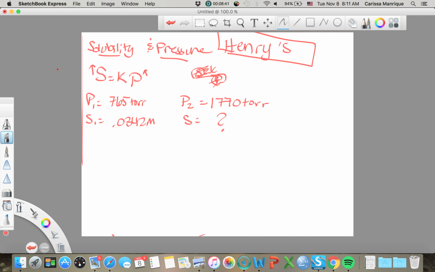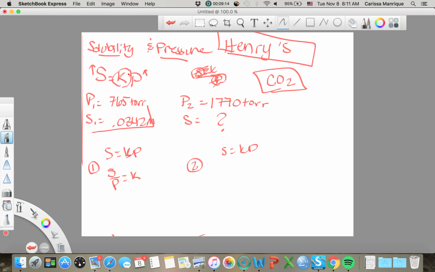So let's look at this formula here: S equals Kp. Now in both of these, we're using carbon dioxide, so we're not changing what we're using. So the K for both of them is the same. So I could set this up. Let's solve for K: S over P equals K. This is for number 1, meaning this set of numbers. And then for number 2, S equals Kp, so if I solve for K, S over P equals K. Now remember, the K's for both of them are the same because it's the same substance. We're still looking at CO2.